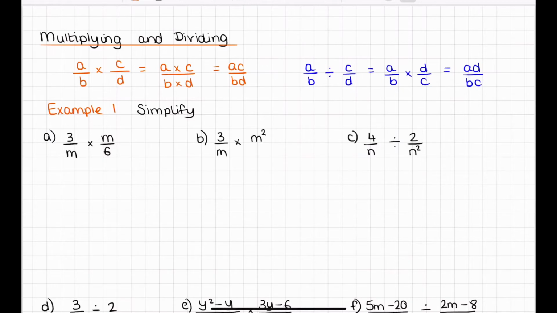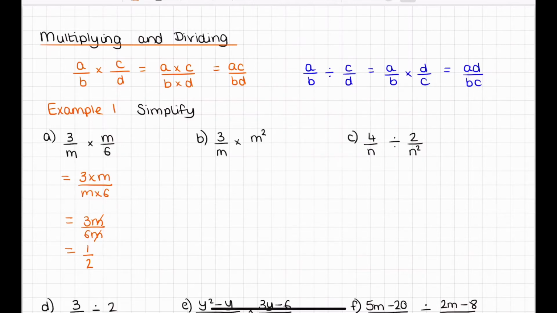So we've got 6 examples, I think, to have a go through and we'll see how you go. The first example, we've got 3 over m times m over 6. So nice and easily, just a multiplication. We multiply the numerators together and then we multiply the denominators, which will give us 3m over 6m. And then from there we look, can we simplify? Yep, because it's all multiplying, the m's will cancel and we've got 3 divided by 6, which is a half.